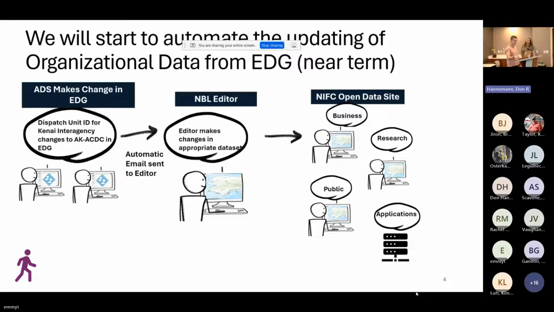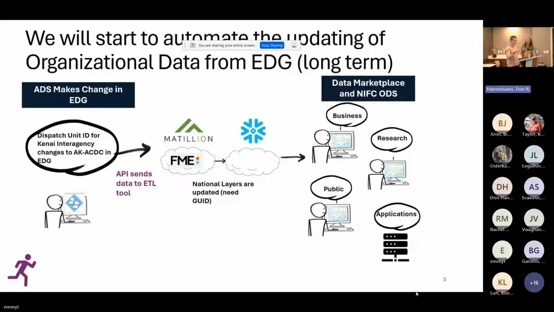And then the next phase would be the running. So this is the long term, and this would be the authoritative data source makes the change in edge. That's, like I said, the organizational reference data.